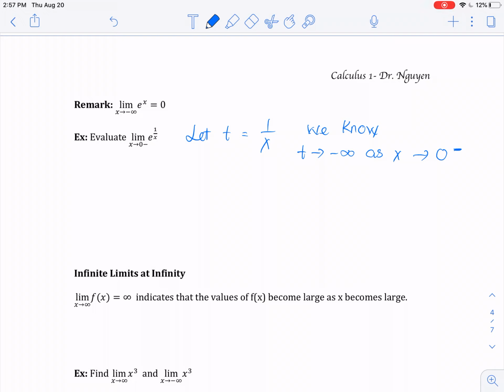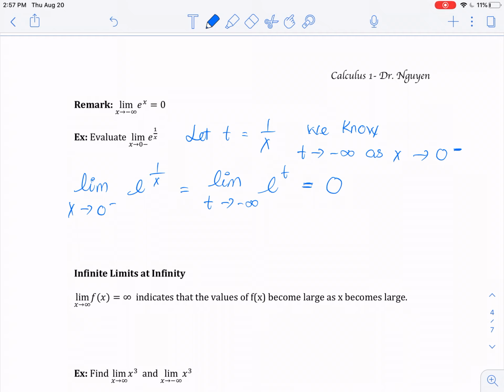Okay, so therefore when I substitute it back in, x goes to 0 from the left, and we have e to the 1 over x power. Instead of using that function, I'm going to put t instead, because we know t is going to go to negative infinity, e to the t. Therefore, by the remark, we know that this one is going to go to 0. The limit is going to be 0.